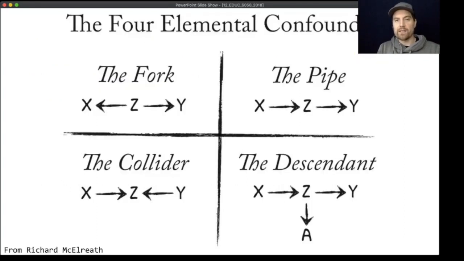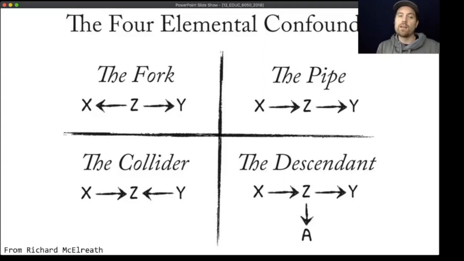To help you think about this, I want to introduce you to the 4 elemental confounds. This is from Richard McElreath. He wrote a book called Statistical Rethinking. I really like how he talks about different ways that a variable could be a confounder. In this, we have 4 different ways that Z, the confounder, can impact the relationship between X and Y.